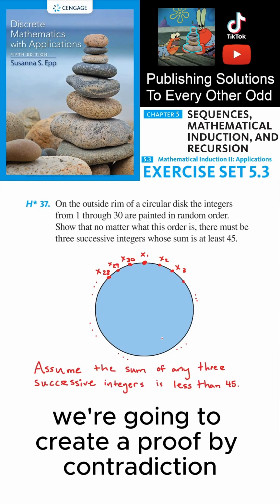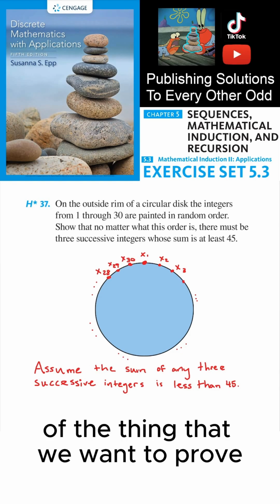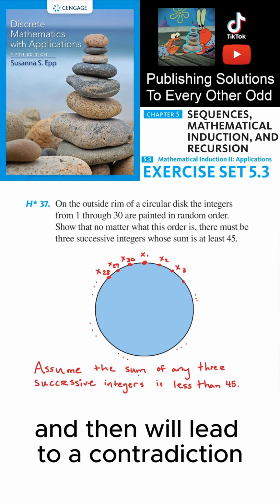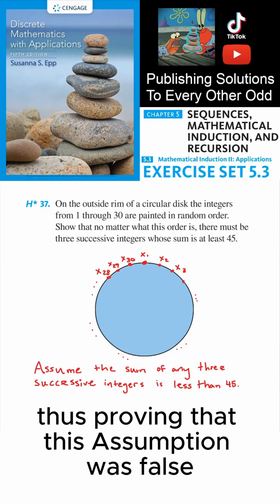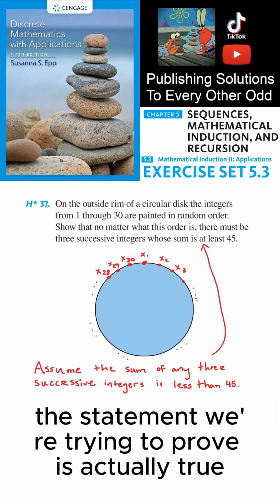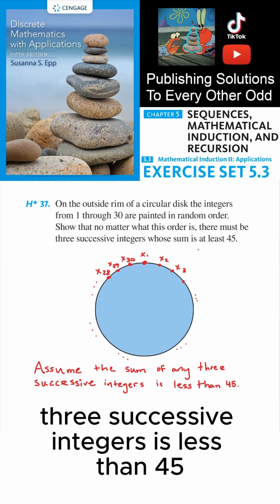To prove this, we're going to create a proof by contradiction. So we're going to assume the negation of the thing that we want to prove. We're going to assume something that's apparently false, and then it will lead to a contradiction, thus proving that this assumption was false, which then proves that the statement we're trying to prove is actually true. So we're going to assume that the sum of any 3 successive integers is less than 45.